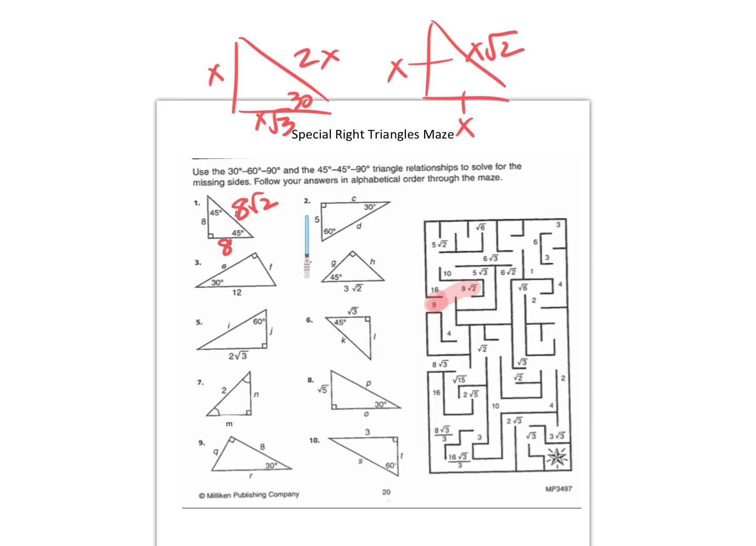If this is a 30, 60, 90, and I gave you the 30 was a 5, C is across from the 60. If my 30 was a 5, what's across from my 60? 5 root 3, boom. And what that's telling me is I got to go to 5 root 3 now on my maze. You guys, your goal is to get to the star. If we don't get to the star, we made a mistake.